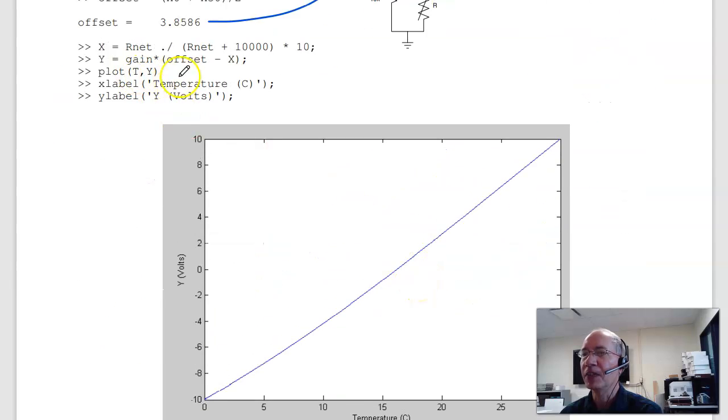And checking, if I plot that, sure enough it goes minus 10 to plus 10. It doesn't quite pass through 0 at 15 degrees C. There's a little bit of bend to it. That's because the voltage division is also nonlinear.